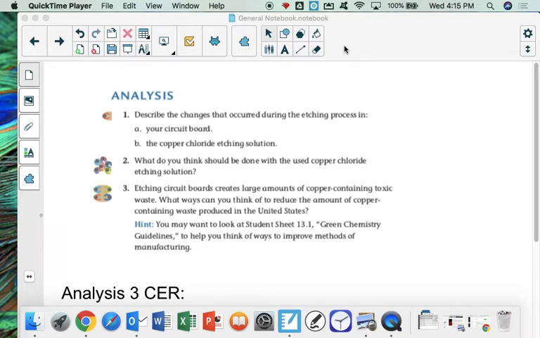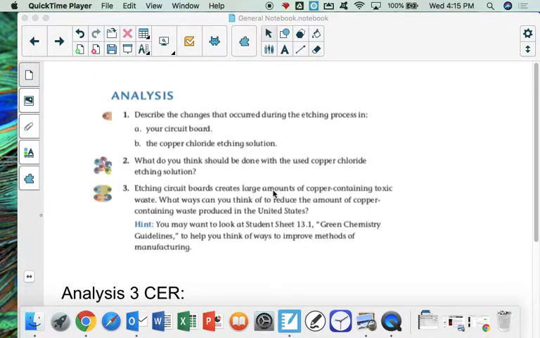All right, I wanted to do an example analysis question 3, CER for activity 23, because I think it's kind of difficult and I wanted to be sure that you had all the resources possible to help you answer analysis 3 CER. Here it is.